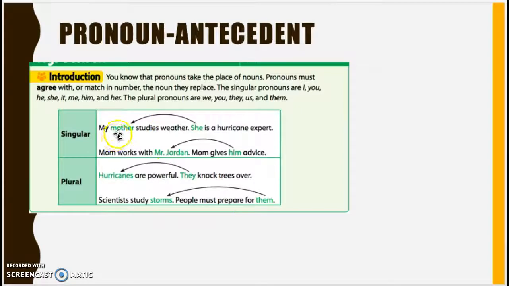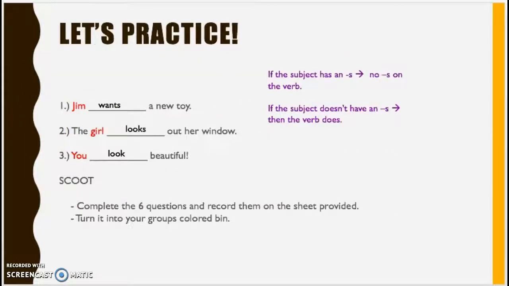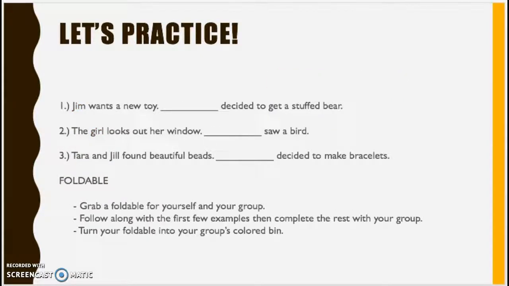So you just have to make sure that the noun in the first sentence, when you replace it with a pronoun, matches the number and if it's a boy or a girl or a thing. So let's do some practice. And if you notice, I took the same sentences from our subject-verb agreement and I added onto them to see if you can replace the noun with a pronoun.